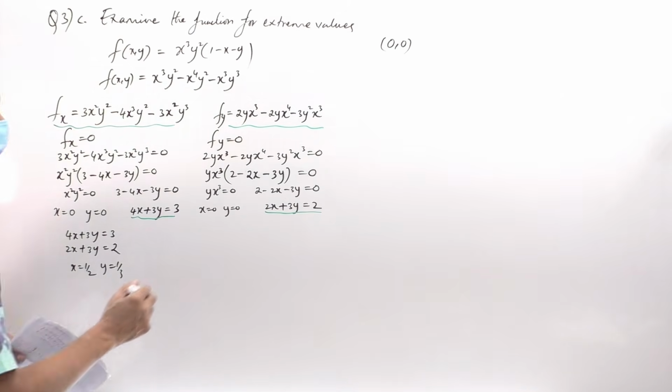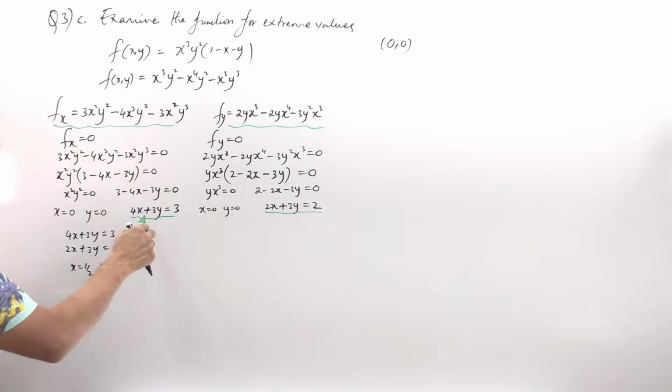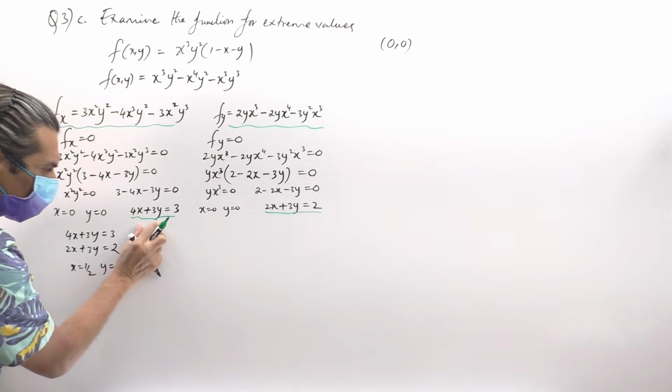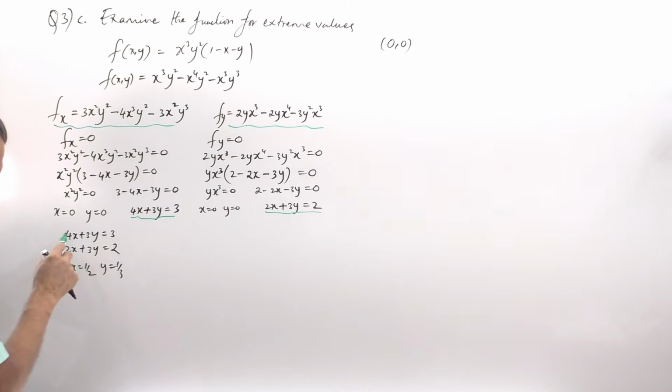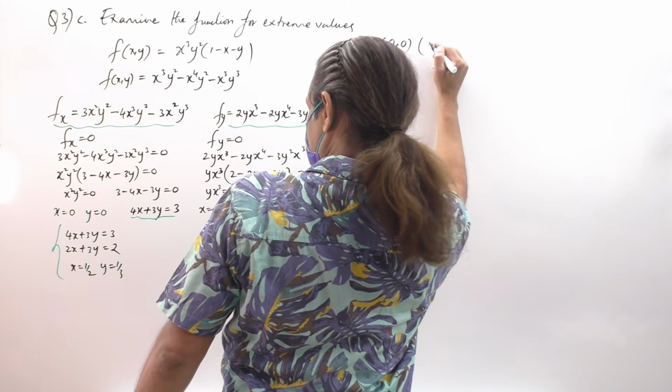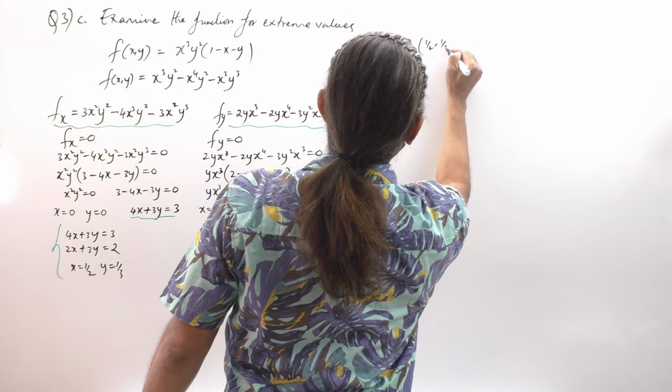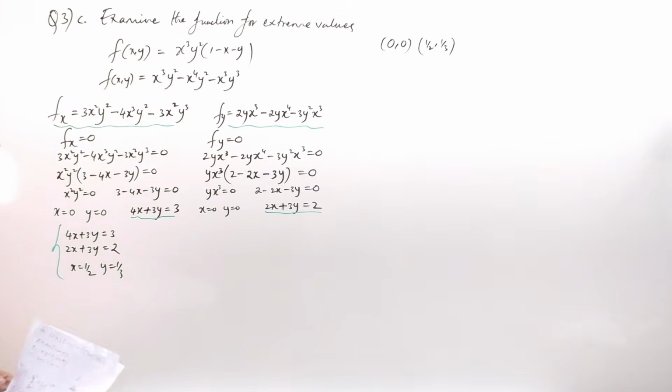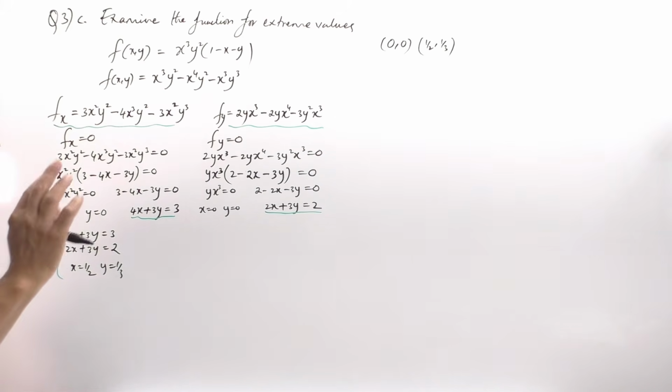That means from one equation here and one equation here, I found an ordered pair. This is separate. So x is equal to 1 by 2 and y is equal to 1 by 3 is a stationary point: (1/2, 1/3).